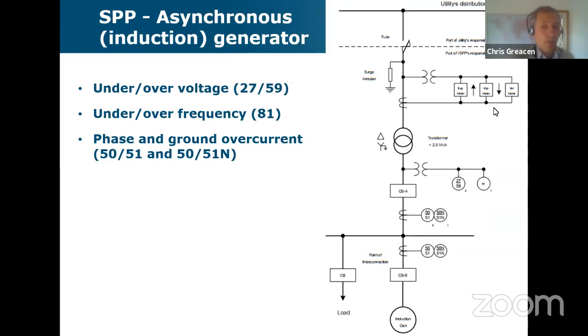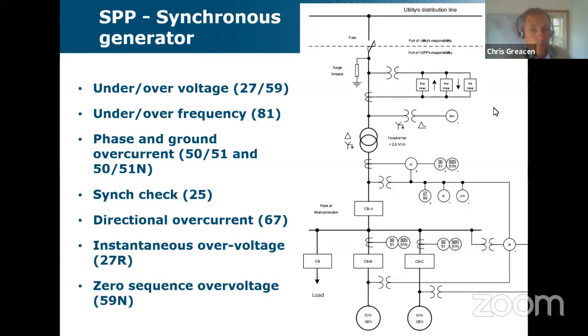Induction generators, sometimes called asynchronous generators, are the simplest to connect. This is a one-line diagram from Thailand, from the Very Small Power Producer regulations, where induction generators up to a megawatt in scale are allowed to interconnect as long as they have relays that protect against over- and under-voltage, over- and under-frequency, and over-current for the phase and ground.